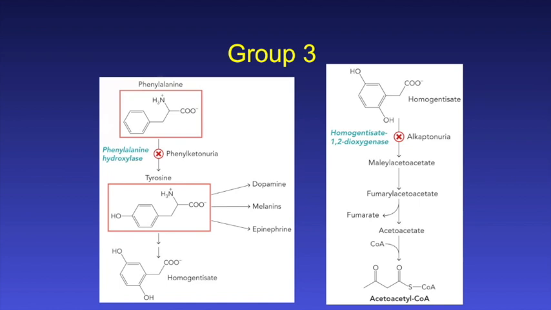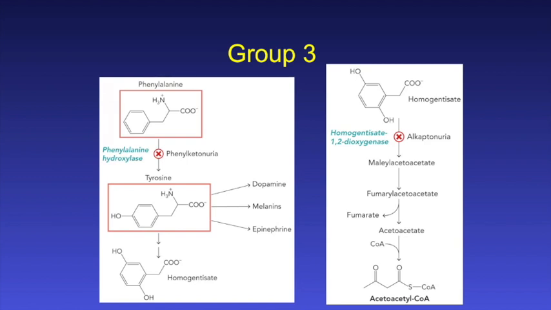Great. Group number 3. All right, what in the world is group number 3? The aromatic amino acids, except for tryptophan. Okay? So we have phenylalanine and we have tyrosine. All right, phenylalanine's first reaction is to create a hydroxide on it. Okay? Phenylalanine actually converts into tyrosine.